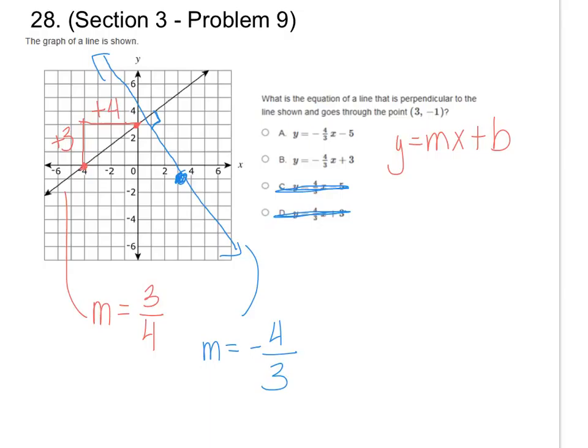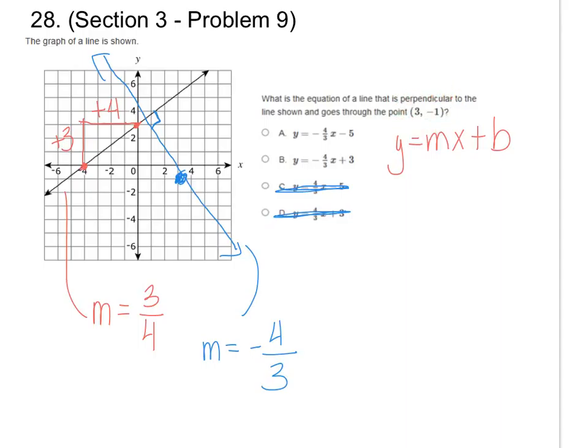Now, based on the sketch of the graph I drew, it looks like my y-intercept is more likely to be 3 than negative 5, because if it had an intercept of negative 5, it would cross the y-axis way down here. Okay? But I can double check this and make sure. I'm thinking my answer is B, but let's double check. I want to make sure that my line has a slope of negative 4/3.